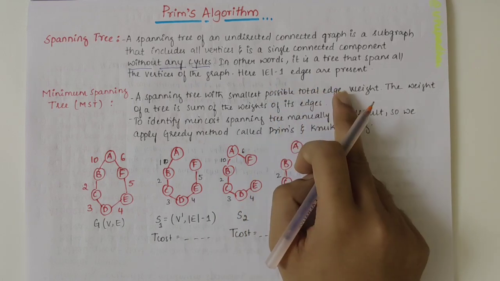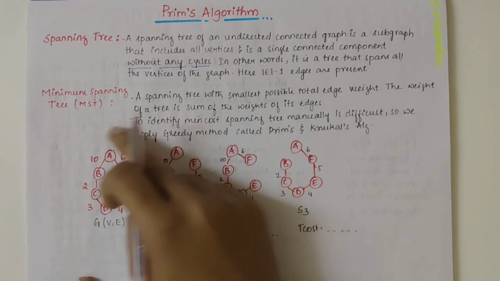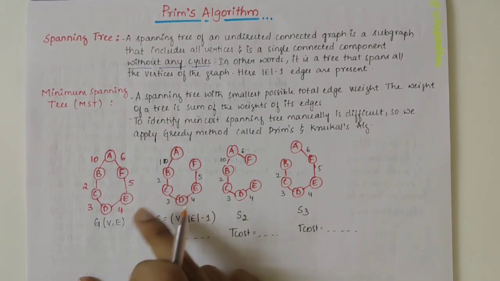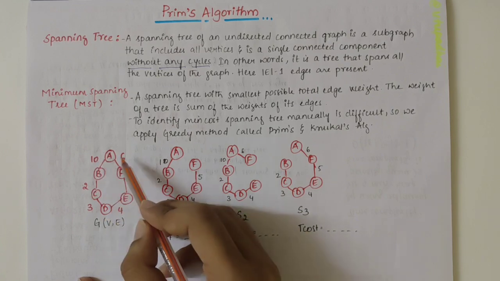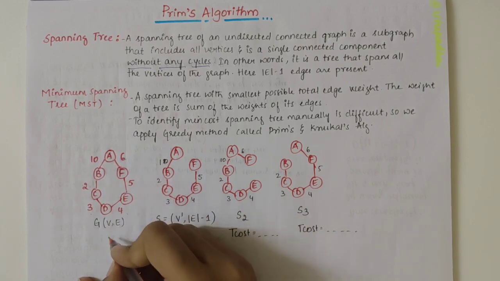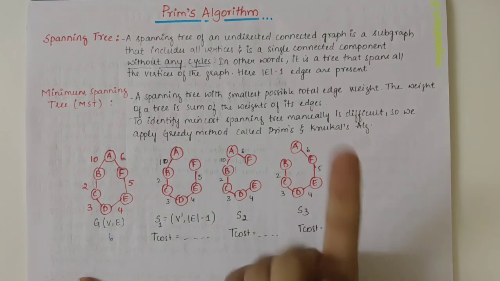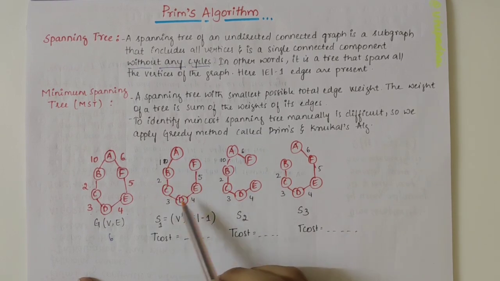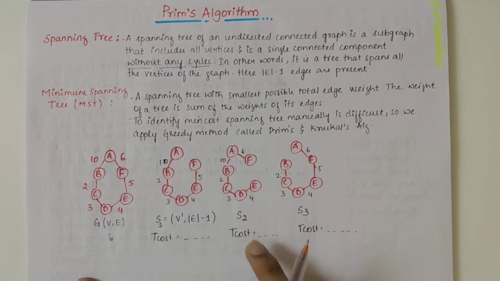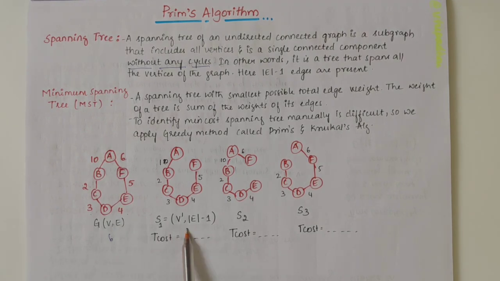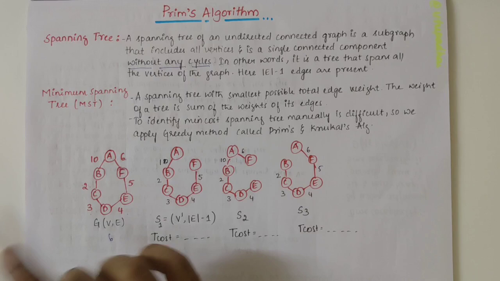Here e-1 edges are present. So if you take this graph, how many edges do I have? 1, 2, 3, 4, 5, 6. 6 edges are there. But in a spanning tree, there'll be 5 edges. So 1, 2, 3, 4, and 5. So this is a spanning tree. This is also a spanning tree. This is also a spanning tree. Here I have the same vertices, but the edges are e-1 edges. So that was about the spanning tree definition.